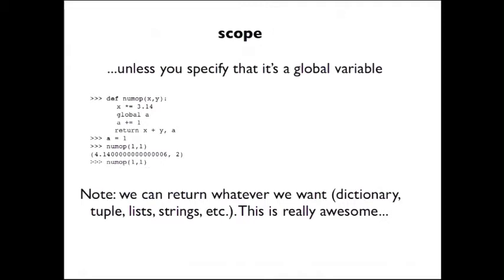What do you think a is now? Well, first of all, let's look at numop 1.1. And I bumped it up again. So what you notice is that I kept this sort of persistent notion of what a was. And if you were able to print out a, you would see that a has also been incremented in the top level namespace.